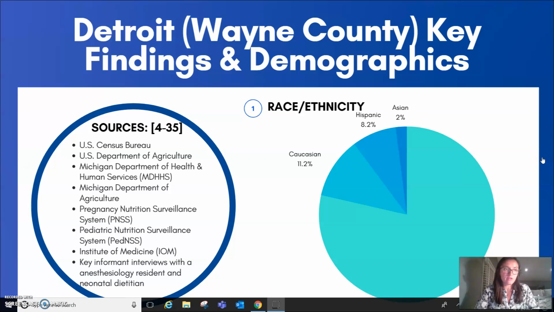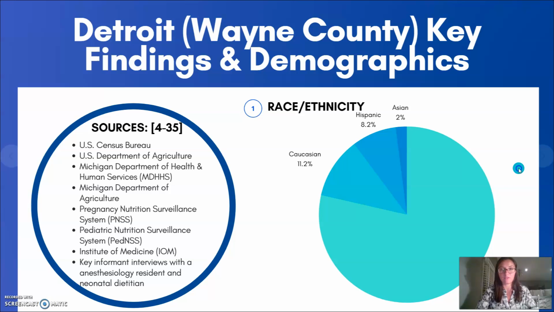So using information from multiple community and professional sources, such as the U.S. Census Bureau, U.S. Department of Agriculture, Michigan Department of Agriculture and Department of Health and Human Services, pediatrics and pregnancy surveillance systems, the Institute of Medicine recommendations, as well as a key informant interview with an anesthesiology resident and neonatal dietitian, all contribute to obtaining data on my community of interest and their associated demographics.